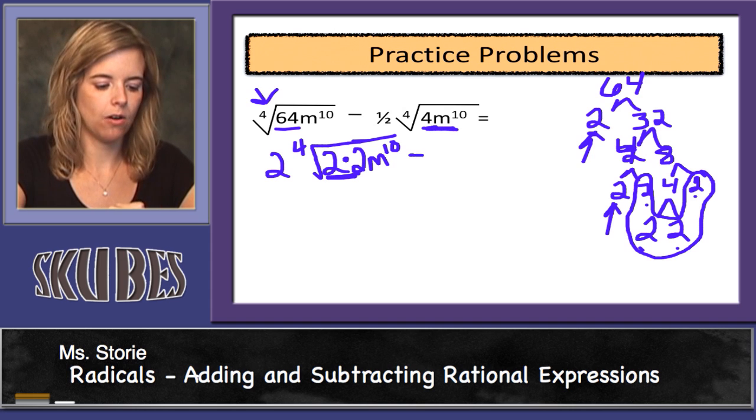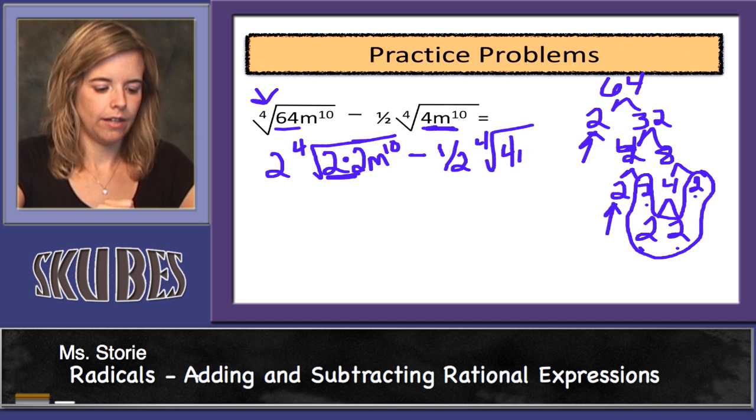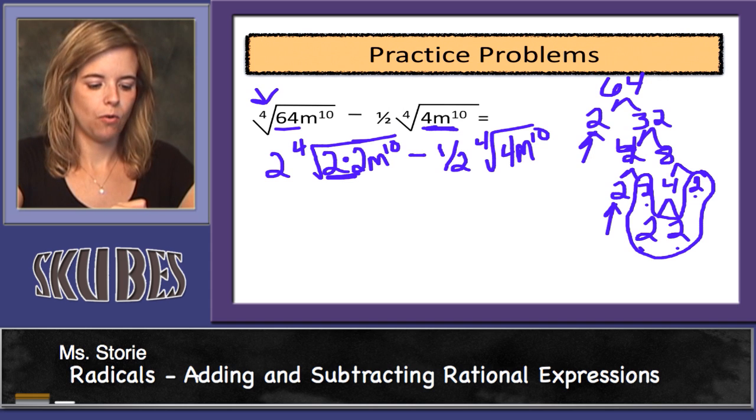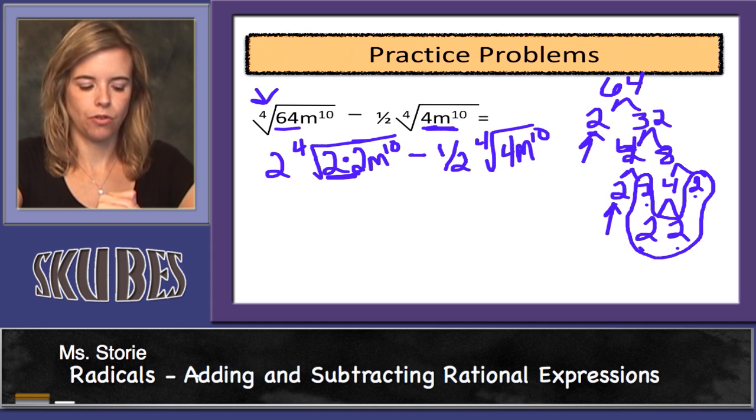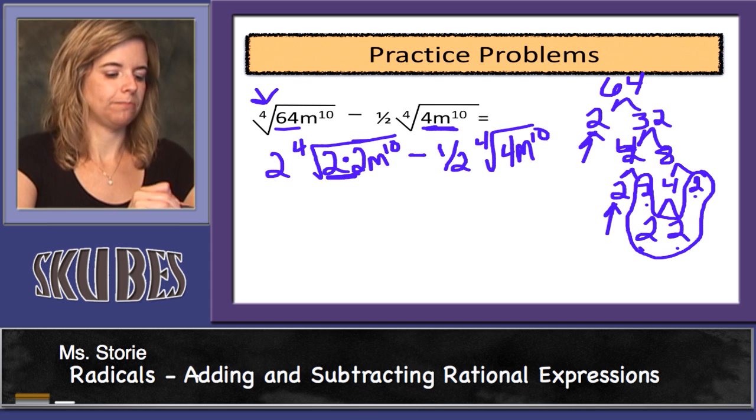So it turns out that now I do have like terms. So I can go ahead and simplify the radicals if I can, and then subtract them like they're asking me to do. Now, 2 times 2 is 4, but that can't be simplified because there's no 4th root. However, we have 10 m's. We can definitely simplify that.